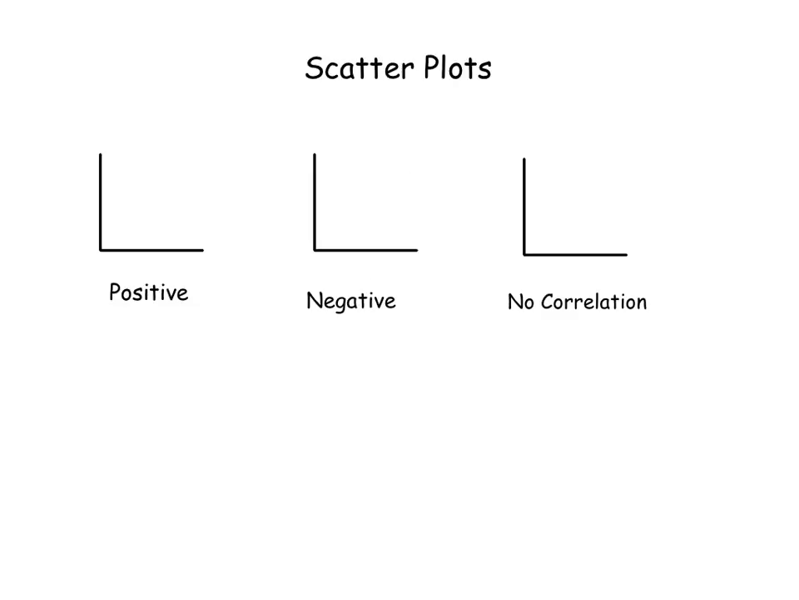Let's review scatter plots. If we have a positive trend or a positive correlation, we are going to see data points that follow an upward trend. If we think of a negative correlation, those points are going to follow some type of downward trend. And if we have no correlation at all, our data points are going to be scattered throughout the graph in no particular order.